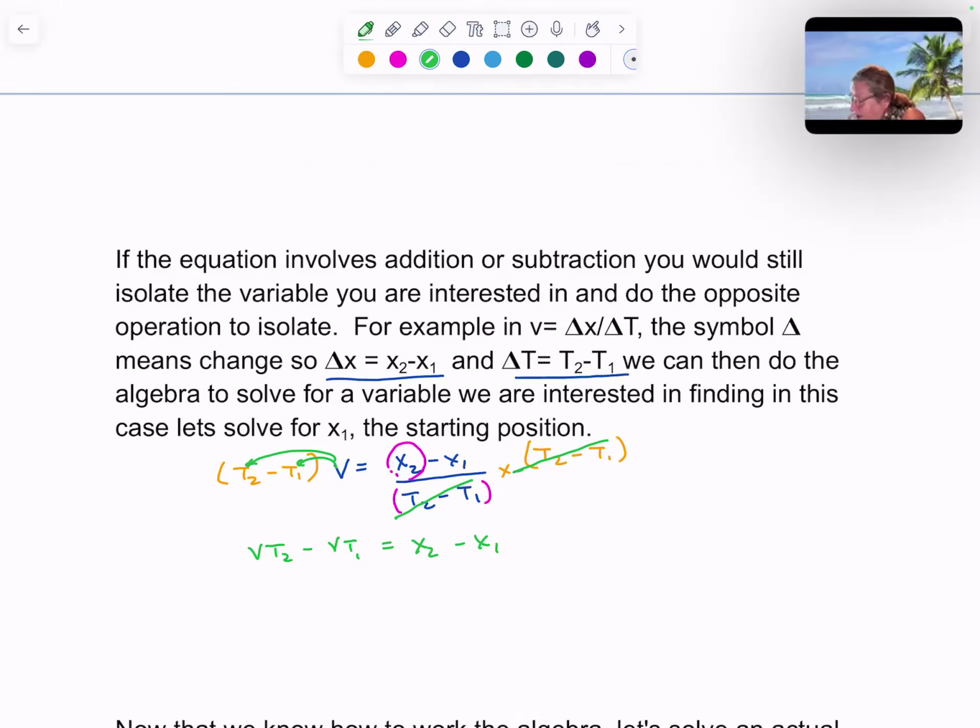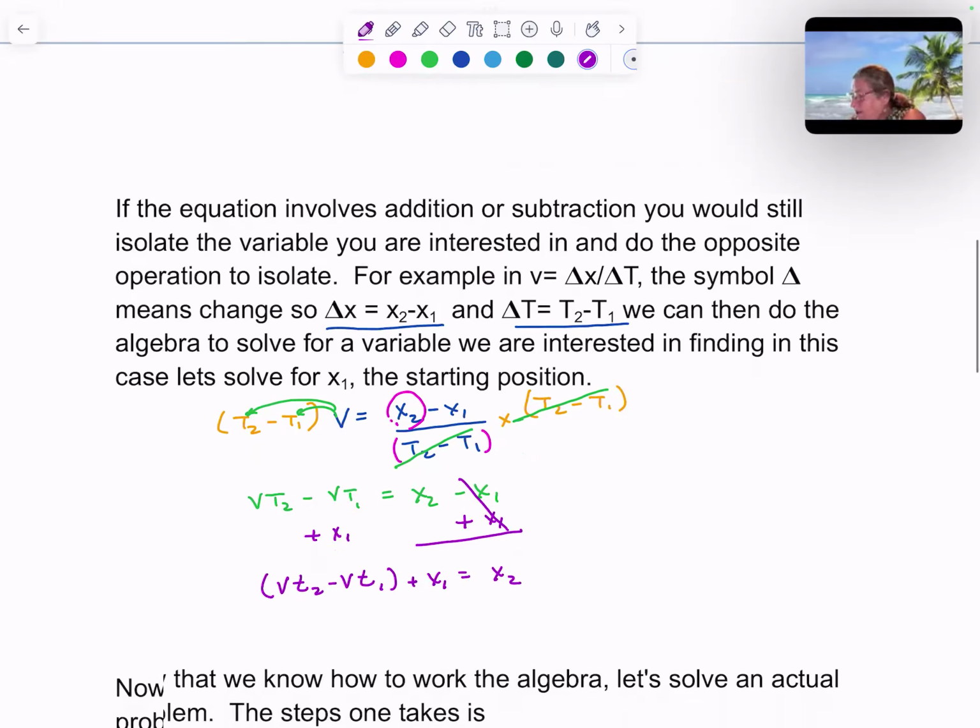Now I need to isolate x2. So I have a subtraction here. To undo a subtraction, I'm going to want to add x1 to both sides. That allows that to cancel out. So I'm going to have v t2 minus v t1 plus x1 equals x2. A little more complex, but you can still solve it. You can plug in your variables and get the right answer.